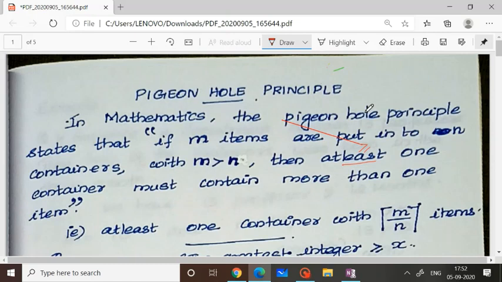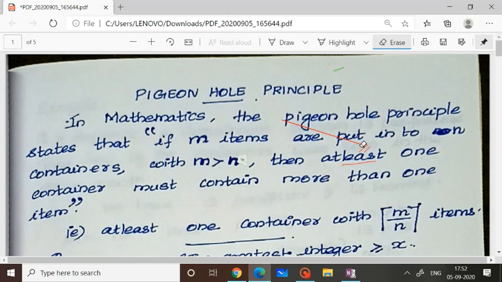The pigeonhole statement is: if m items are put into n containers with m greater than n. Suppose 10 items, or 10 birds, or 10 pigeons are there. If you want to place them in 9 boxes, one will be extra. That means that one has to be accommodated in a container which then contains more than one bird. That is the concept, and that is what is given here as the pigeonhole principle.